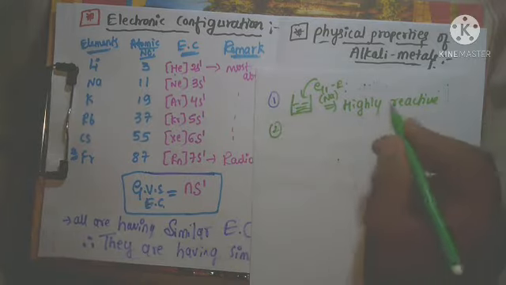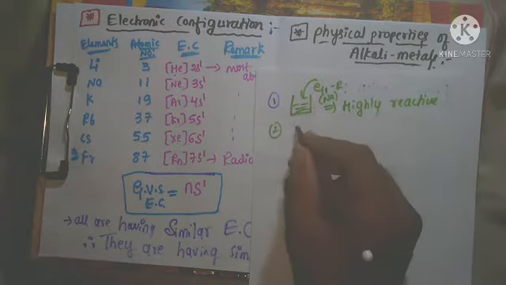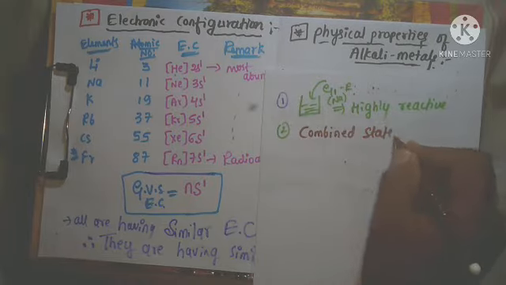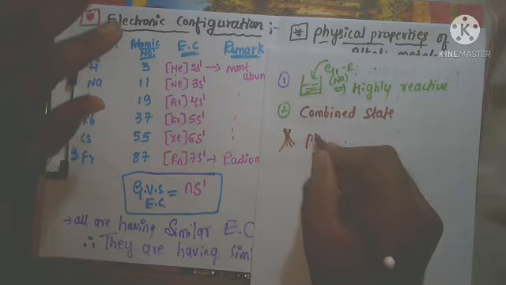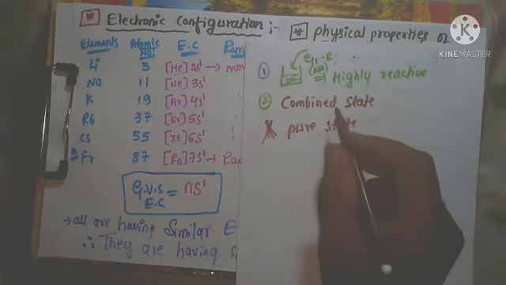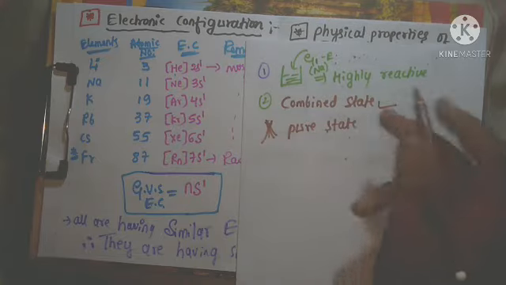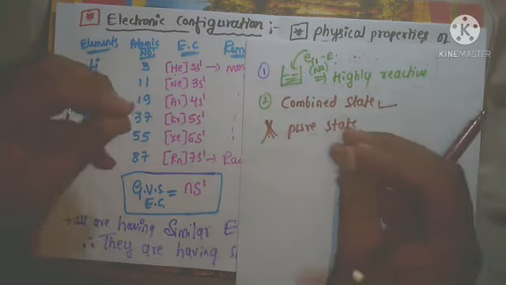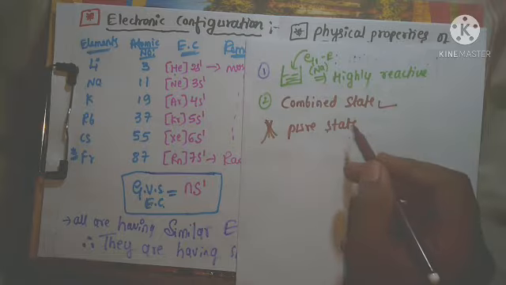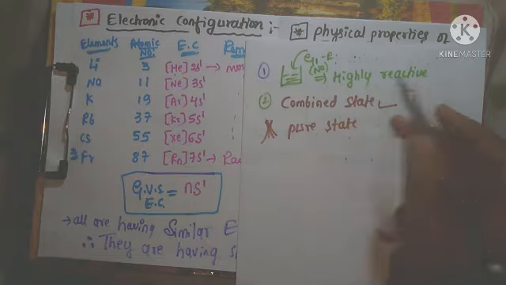Now because alkali metals are highly reactive, they are always available in the combined state, not available in the pure state. Almost all times the alkali metals are available in the combined state. Combined with the other element, that is called combined state. Not a single group 1 element is available in the pure state, because the first group elements are highly reactive.